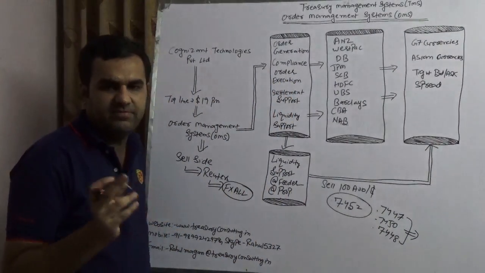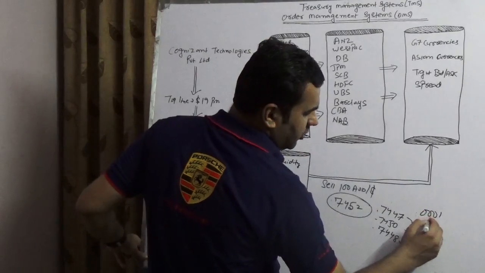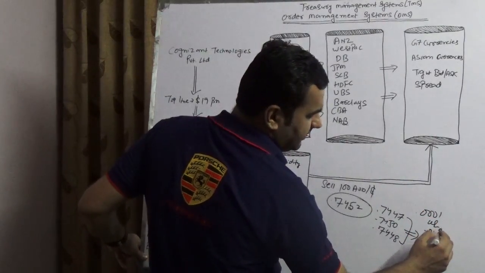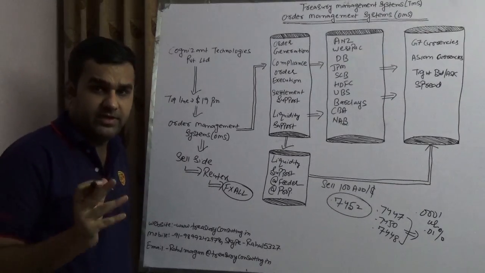3 or 4 bips. One basis point is 0.0001, or it could also be told as 0.01%. Right? Now on a $100 million deal, this is a big amount.